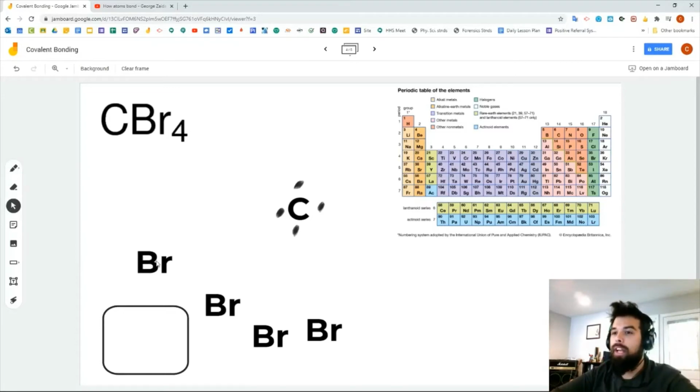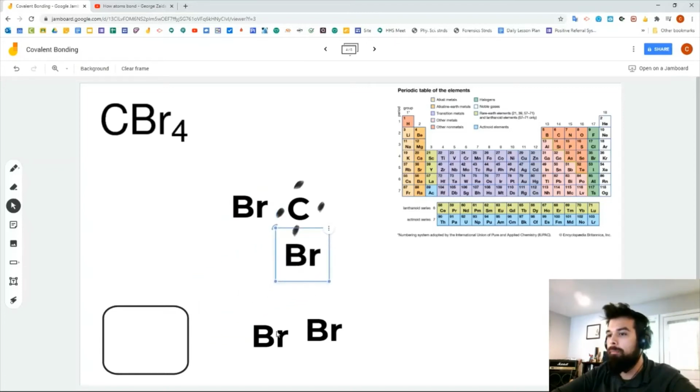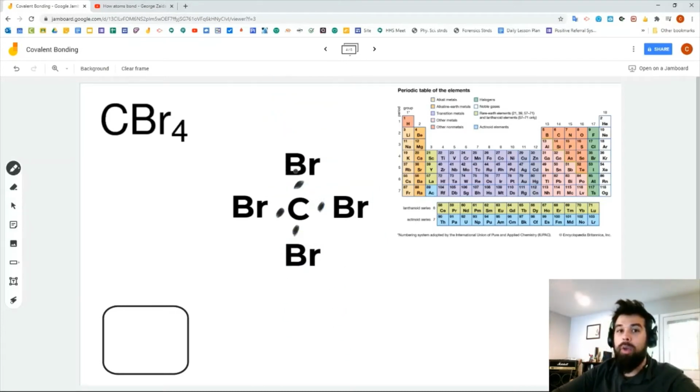You might ask, how did I know that carbon was going to go in the middle? Well, it's because it's the one I've got the least amount of. Only got one of them. So I put it in the middle. Put that bromine there. Put that bromine there. Okay, so now I just need to draw the dot diagram for each of these around the carbon.